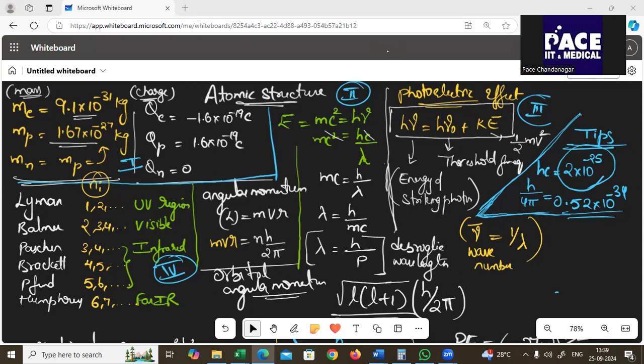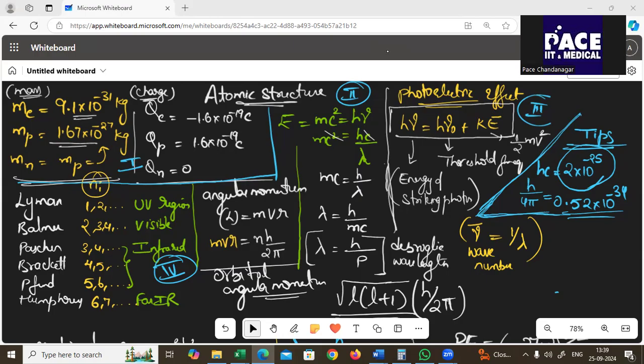Okay. Next, to start with, this is the mass of the electron. Mass of electron is 9.1 into 10 power minus 31 kilograms. Then mass of proton is 1.67 into 10 power minus 27 kilograms. Whenever it is asked, you should be ready with the mass of electron, charge of proton, all these things given here. And then E equals mc square. That is what we know already.